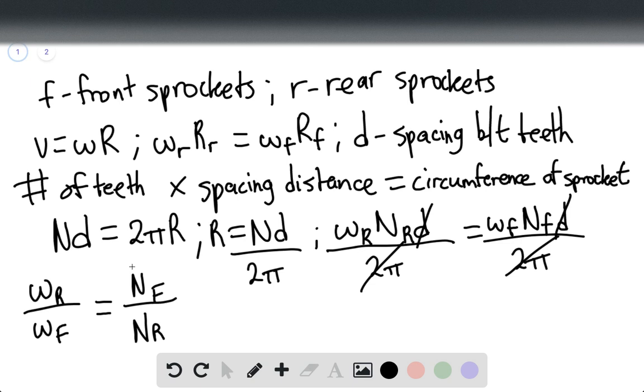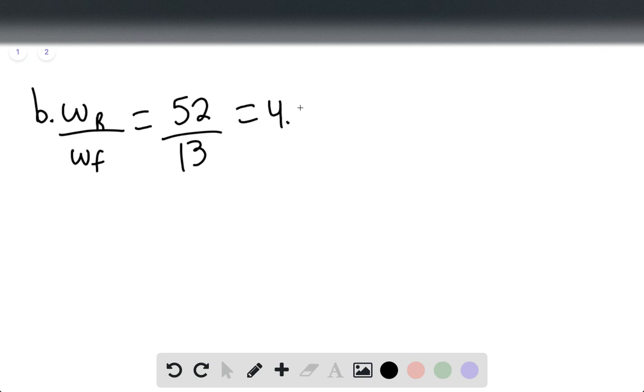And for part B, this would be your answer for part A. This is a very important relationship, and you can simply use this to solve for part B and C. So omega R divided by omega F would be equal to 52 divided by 13, and this would equal 4.0.